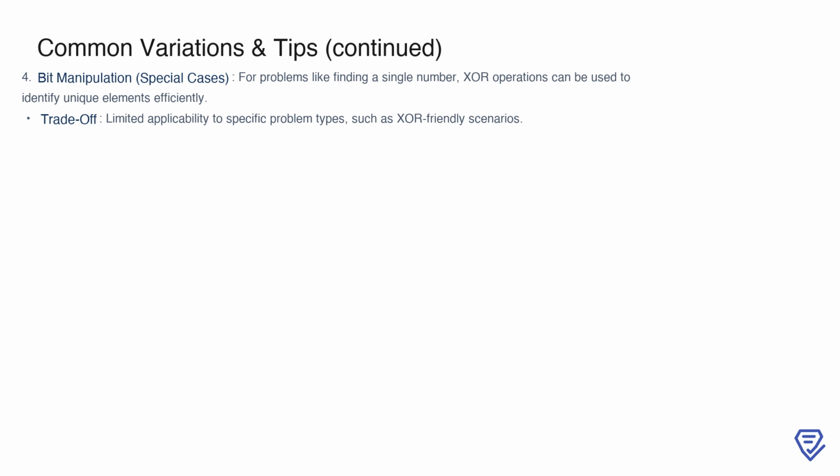For certain problem types, bit manipulation techniques can offer an elegant and efficient solution. For example, XOR operations are particularly useful in problems like finding a single number in an array, where every other element appears twice. The XOR operation takes advantage of the property that a number XORed with itself results in 0, and a number XORed with 0 remains unchanged. This allows you to isolate the unique element in linear time while using constant space.